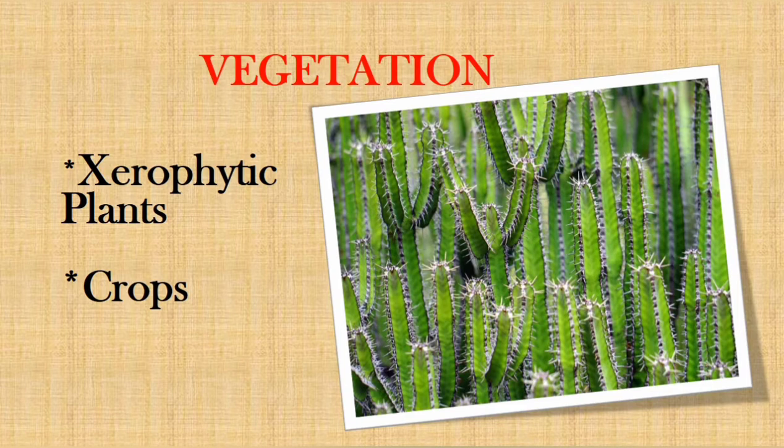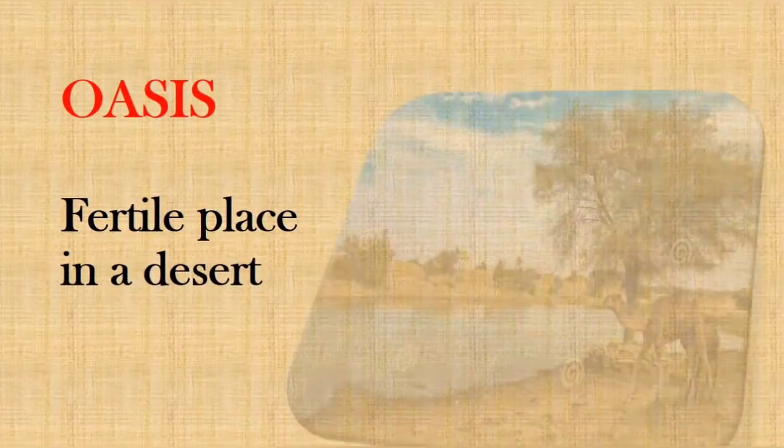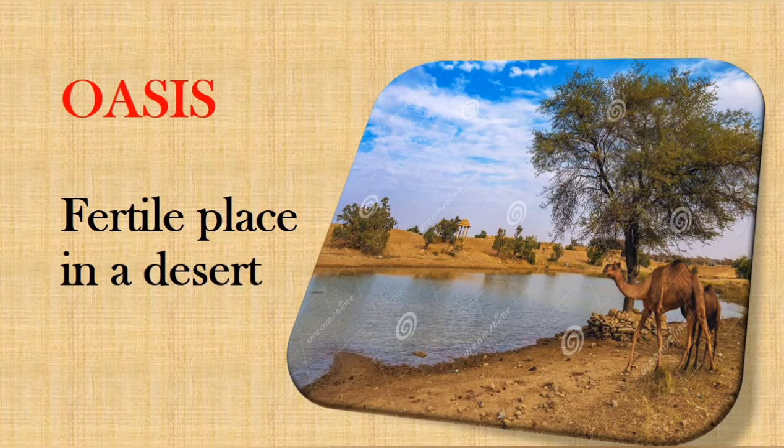Crops also can be cultivated in this region, because in some places oases can be found. Crops can also be cultivated in the desert region because of this oasis. What is an oasis? It is a fertile place with plenty of water in a desert. So that crops also can be cultivated. Clear?